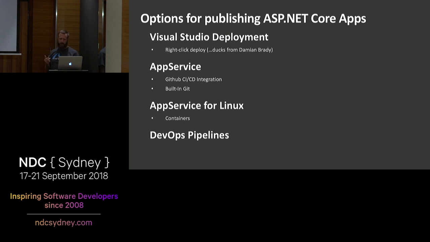The other option is App Service for Linux. So if you're running Docker containers and you're building your apps that way and pushing those out to Docker Hub or Azure Container Registry or your private registry, you can actually run your apps in App Service for Linux and pull your .NET Core apps from that registry and run them right inside of App Service.